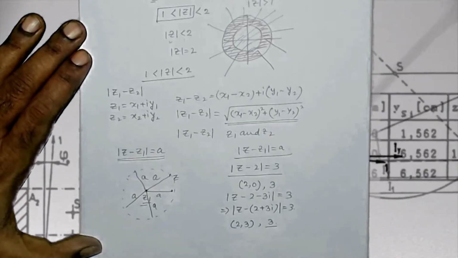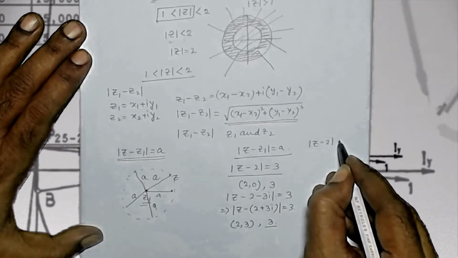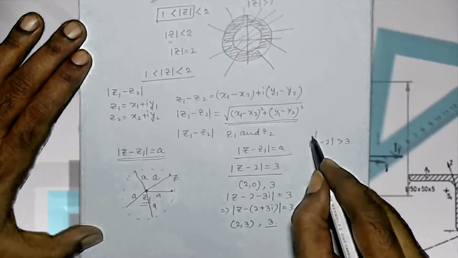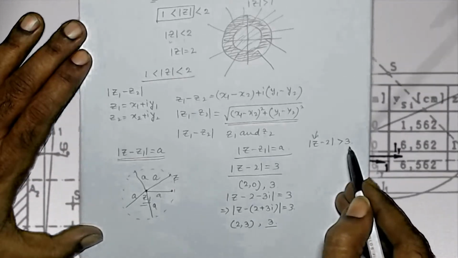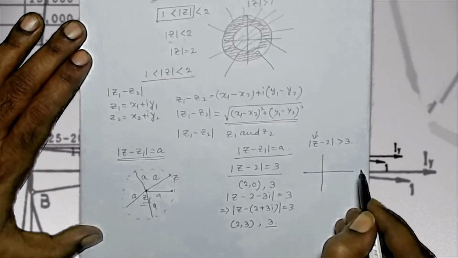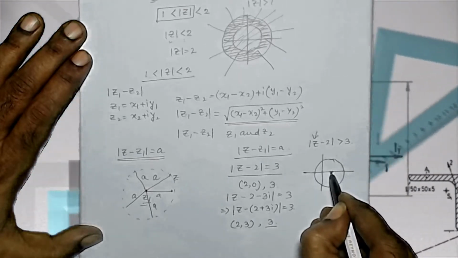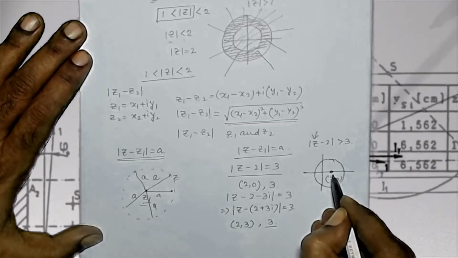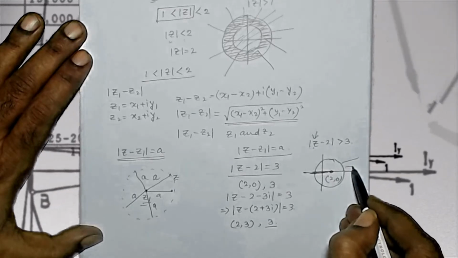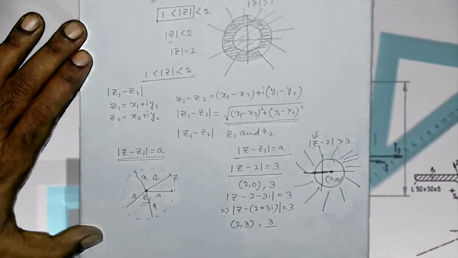Is it clear? Now, we can just extend this one a little bit. If I say mod of z minus 2 is greater than 3, what do you mean by this? This means we are talking about those points of z which lie outside the circle whose center is at 2, 0 and whose radius is 3 units. So z is a point which is lying outside this circle without touching the circumference of the circle. Yes or no? So that is the locus of z.